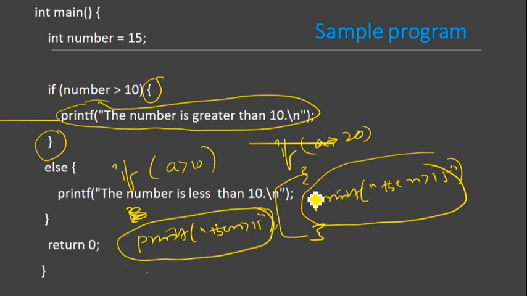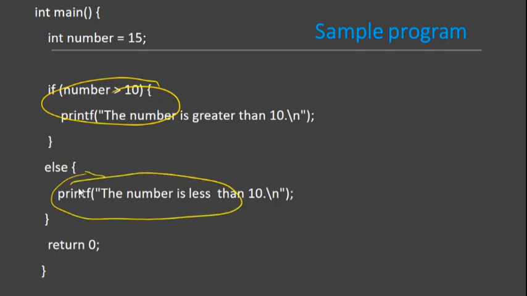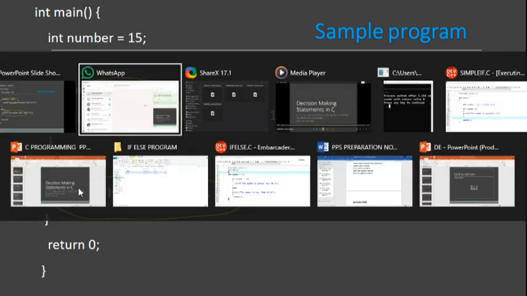So both are the same. Where there is a single statement within the if block, the true block, braces are optional. If more than one statement is there, braces are mandatory. If the true body is there, the true body will be executed. If the false is there, the false body will be executed. Now let me explain through an example.